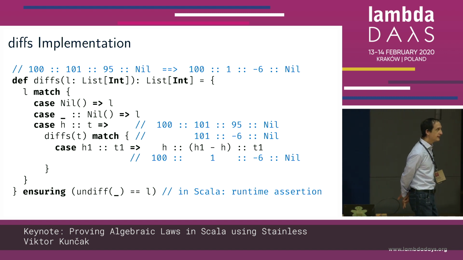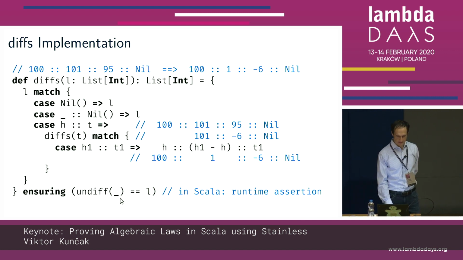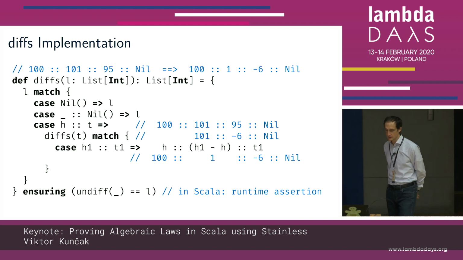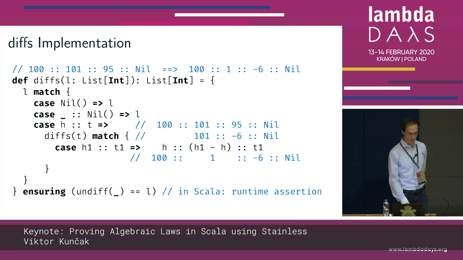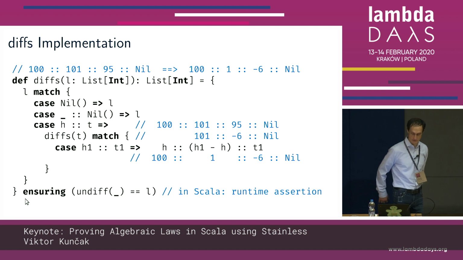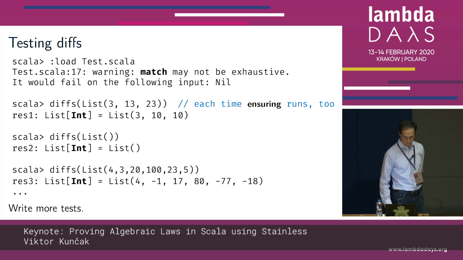And so to indicate the fact that I would like this function to be an inverse of undiff, I will say that undiff of the result, this underscore in the context of ensuring indicates the result returned by this function, should be the original input L. And this is something that you can write already in Scala, and this denotes a runtime assertion that applies to a given value. We will be using it to indicate postconditions in a kind of design by contract. And now Scala is going to execute this at runtime.